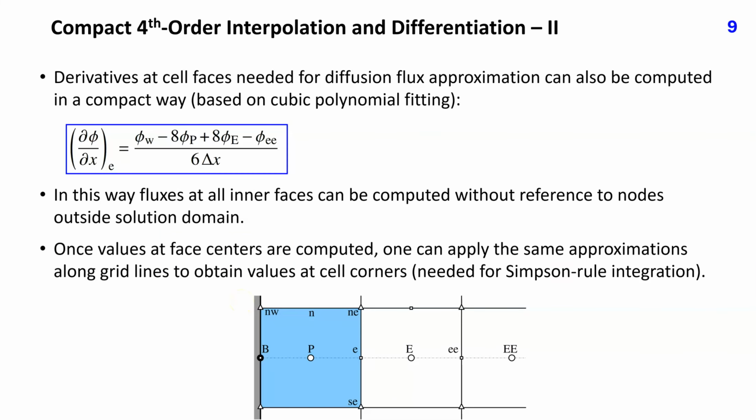Derivatives at cell faces needed for diffusion flux approximation can also be computed in a compact way based on cubic polynomial fitting. In this way, fluxes at all inner faces can be computed without reference to nodes outside solution domain. Once values at face centers are computed, one can apply the same approximations along grid lines to obtain values at cell corners, which are needed for Simpson rule integration.